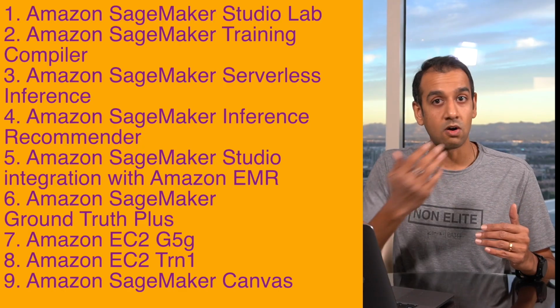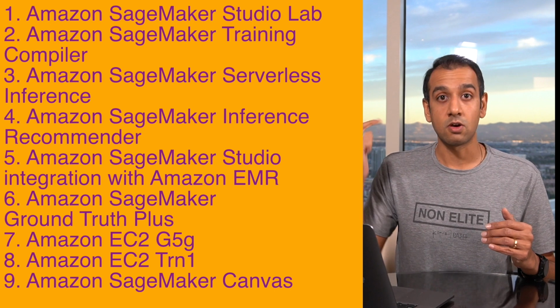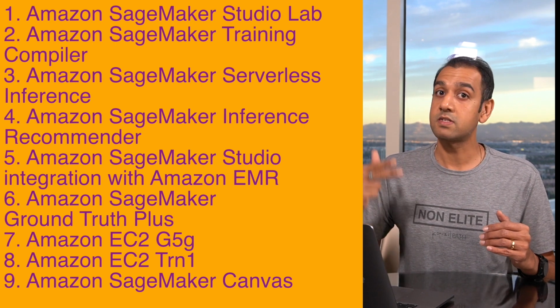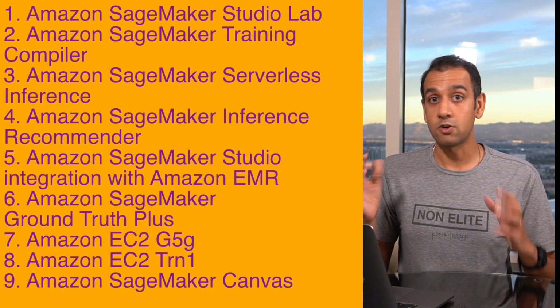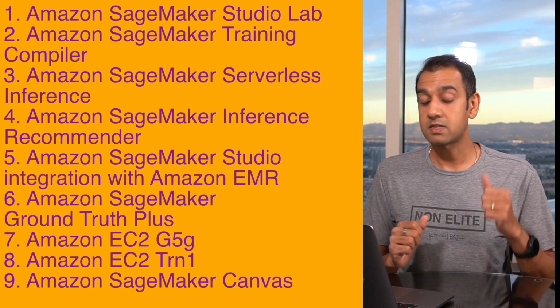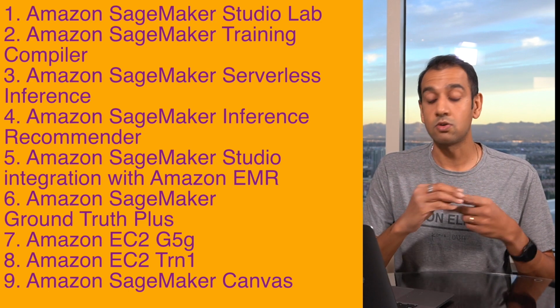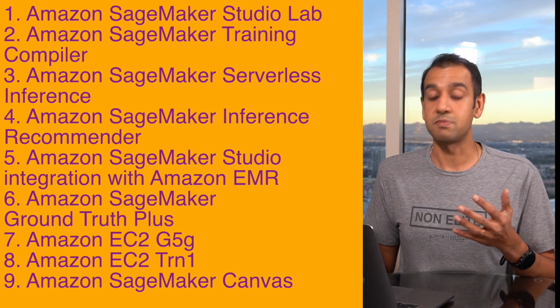So those are all the launches, folks. So on the screen, I will list out all the different launches, covering launches for everyone with Studio Lab, launches for training with Training Compiler, launches for Inference with Serverless Inference and Inference Recommender, also ML data science workflows with EMR integration right from Studio, ML data processing and labeling with Ground Truth Plus, hardware, 2 new hardware launches, TRN1 with AWS Silicon and also EC2 G5G instance, and finally ML for non-developers, which is SageMaker Canvas. So there you have it, folks. Those are all the launches.